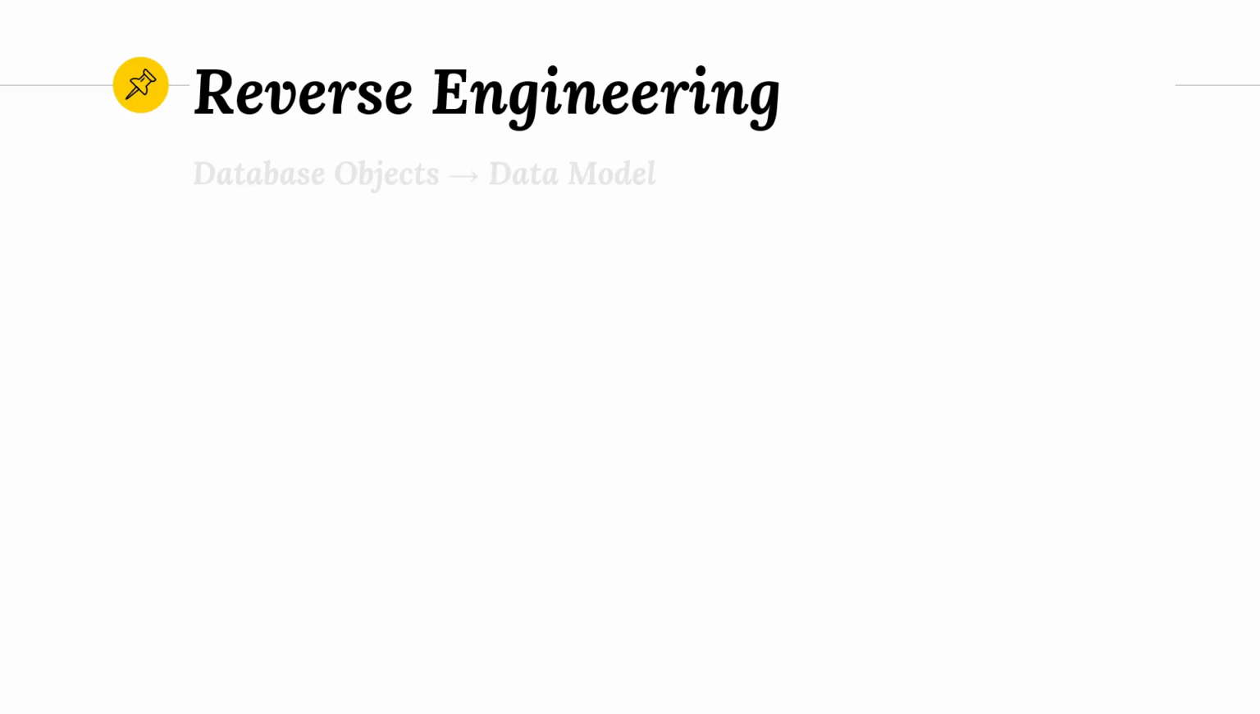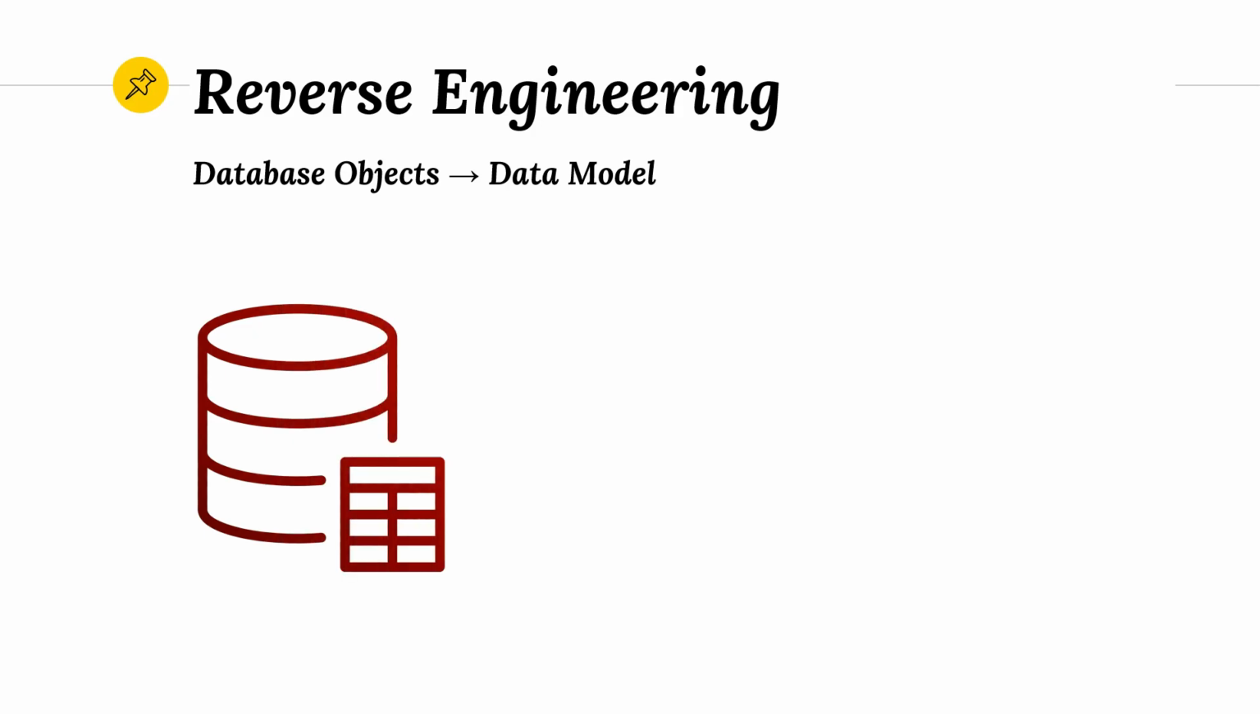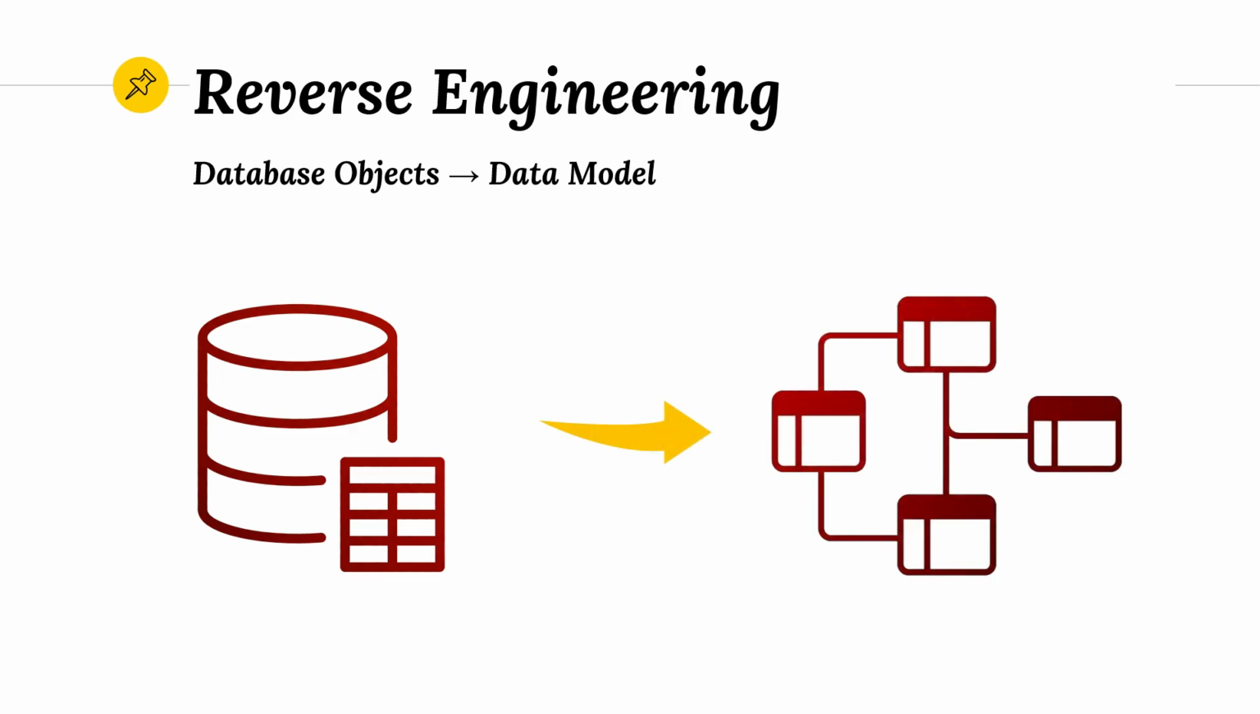On the other hand, reverse engineering is the opposite process. Here, you start with an existing database. So you already have database objects like tables, columns, keys, and relationships. Using that existing database structure, you generate a data model or diagram. This is commonly used when working with existing systems where the database is already built and has been in use for some time, but the diagram or design documentation is missing, incomplete, or outdated.